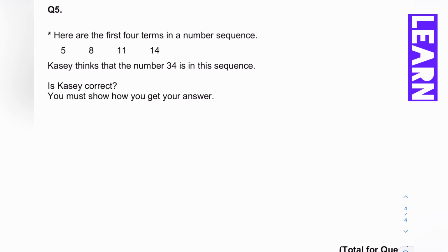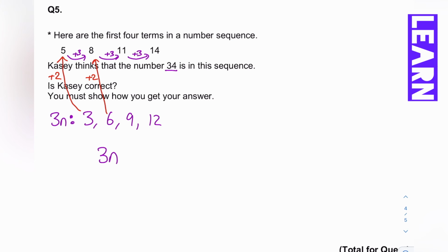So in this case, if we wanted to find out the number was in the sequence, what we'd need to do is find the nth term of that sequence. So here we're adding 3 each time. So therefore we need to write down our 3n sequence. We've got 3, 6, 9, 12. Our next step is how we match it on to our sequence in the question. Here you can see we're exactly 2 away from each term. So therefore our nth term must be 3n plus 2.